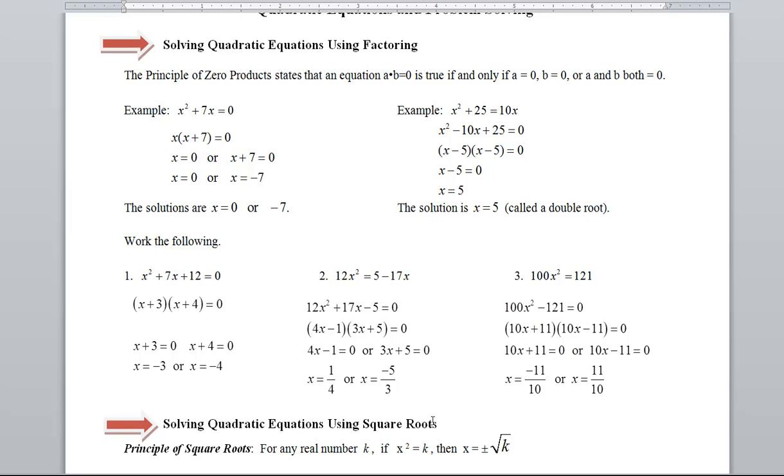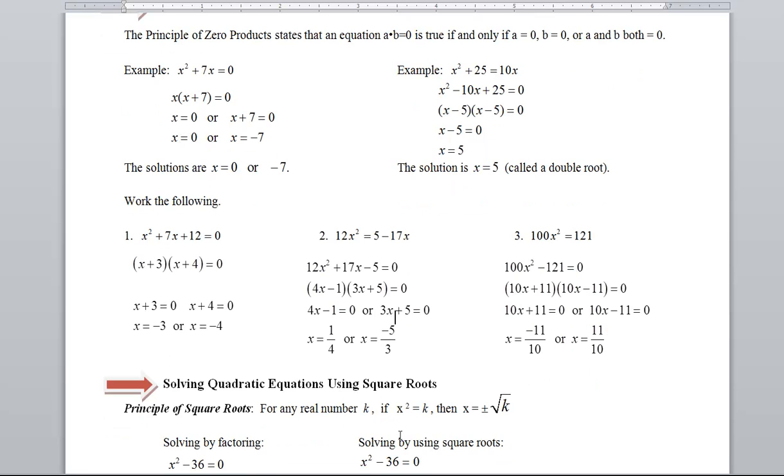Now this is sort of special in that it must look a certain way in order for me to use this process. The principle of square roots. If for any real number k, I have x squared, some quantity squared, equal to k, then if I take the square root of both sides, hopefully you remember doing this, you'll end up with x equals, remember the plus or minus, square root of k, because when I take the square root of x squared, I get x. So I've got to have this situation in order to use this particular process.